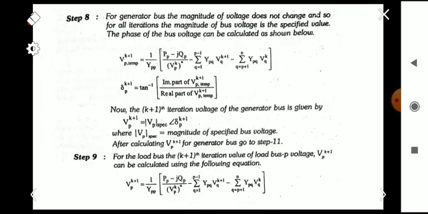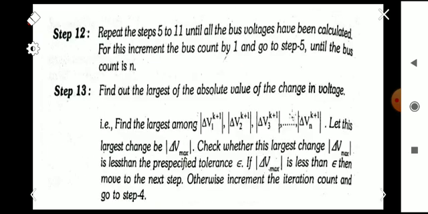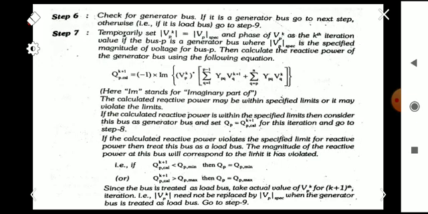Step 12 means we are incrementing the bus and again checking whether it is a slack bus or any other bus. That is, repeat steps 5 to 11 until all the bus voltages have been calculated. For this, increment the bus count by 1 and go to step 5. So step 6: check for generator bus. If it is a generator bus, go to the next step, otherwise go to step 9. That is, if it is a load bus, we have to go to step 9.